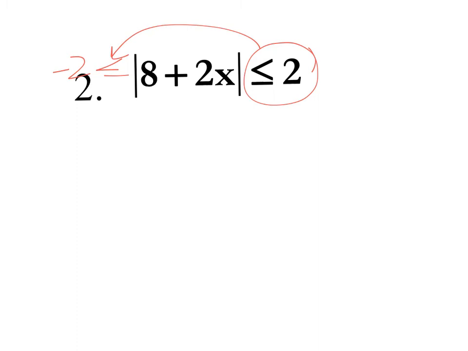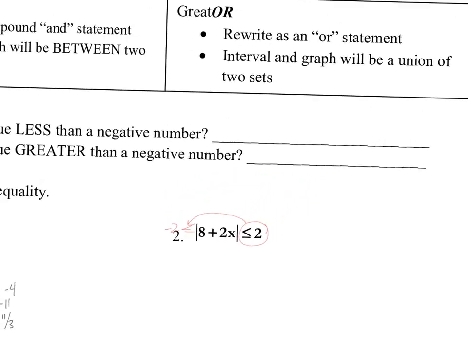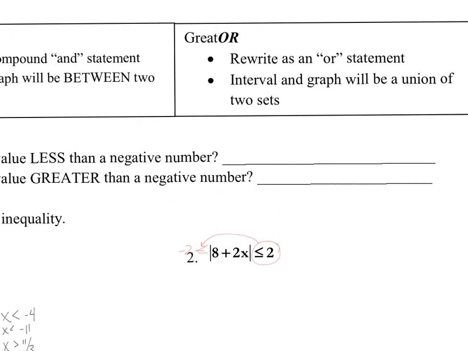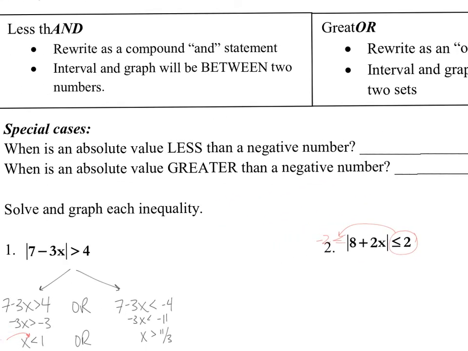So I am using -2, and I'm keeping my absolute value in between the -2 and the +2. This is exactly what it tells you to do up here for the less than questions: rewrite as a compound and statement. That's what I did by writing this. So I can actually write it out down here so we have a little bit more room.